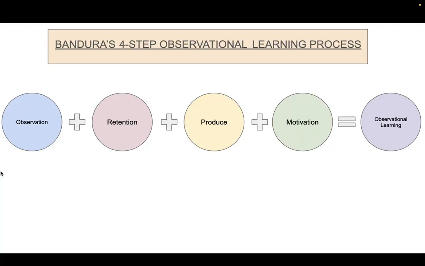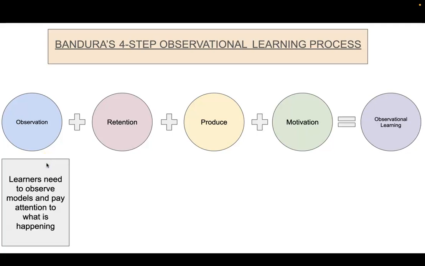Albert Bandura introduced a four-step model of observational learning to describe the process through which individuals learn. The first step in his model is observation, sometimes labeled as attention. Learners must first pay attention to the behavior that is being modeled. This could be something as simple as watching a teacher or peers work out math equations step by step.